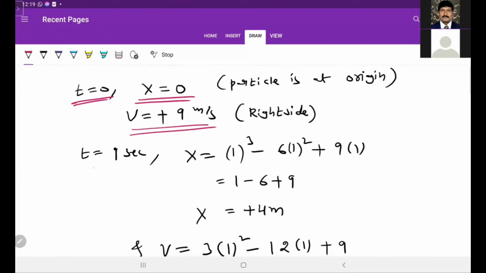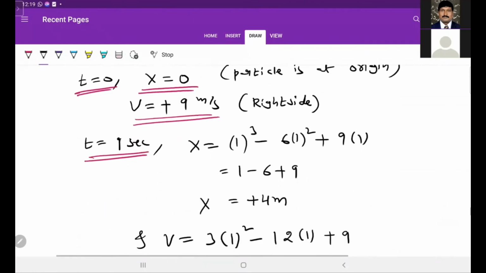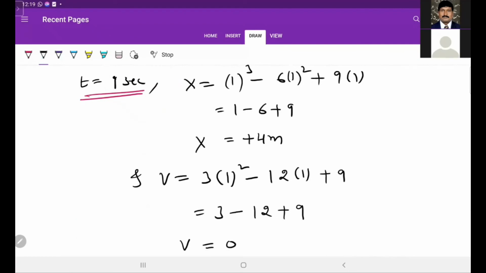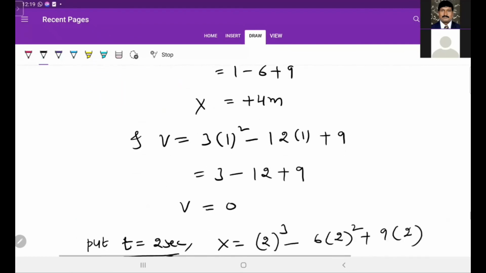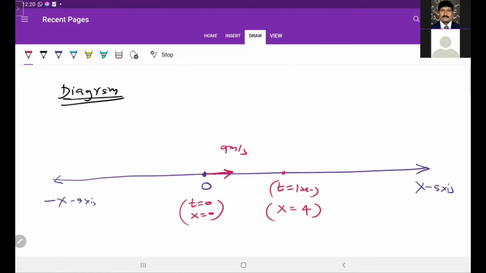At time t = 1 second. See, previously when I put time t = 0, I got x = 0, so the particle is at the origin. When I put time t = 1 second, the position of the particle is plus 4 and the velocity of the particle is 0. See, the position of the particle is here at time t = 1 second, and x is equal to 4 on the right side. So the velocity of the particle is 0, but here the velocity of the particle is 9.